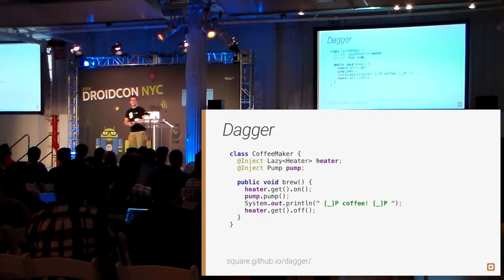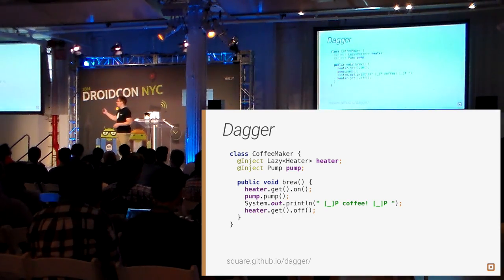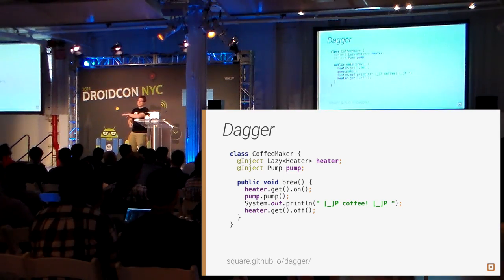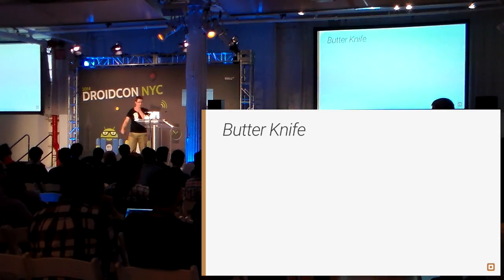And the reason that Dagger is very Android friendly is that it actually uses code generation to fulfill the contract that this class is emitting for these two dependencies. Dagger fulfills that contract and knows how to set the dependencies on the class without using reflection. The URL is at the bottom if you missed it.